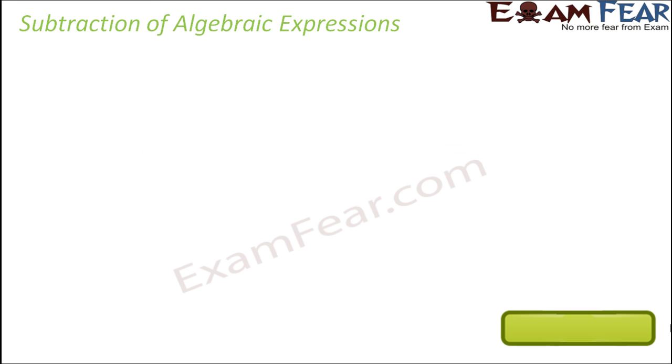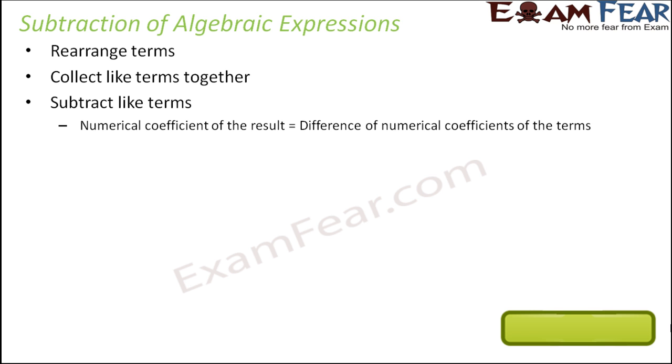So in a similar way, let's understand the subtraction of algebraic expressions. The concept will remain the same. It is just that instead of addition, you will be performing subtraction. Again, we will take some examples and start with simpler ones. Here also we will rearrange the terms, collect the like terms together and then subtract the like terms. In the like terms, the numerical coefficient of the result will be equal to the difference of the numerical coefficients of the terms. So let's focus on our example.